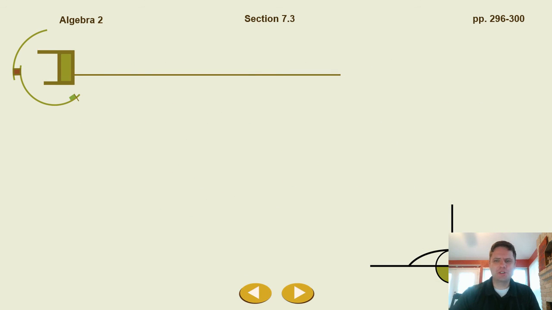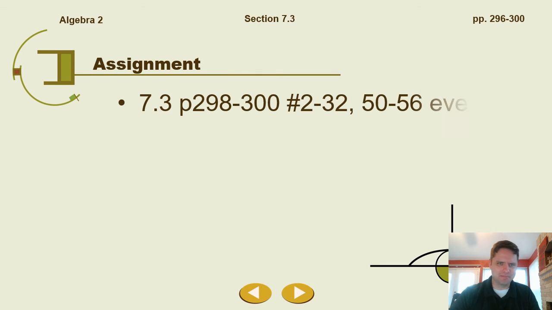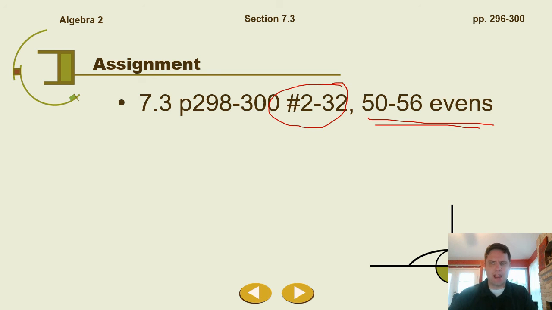Which brings us to your assignment. So your assignment is going to be 7.3, pages 298 to 300, numbers 2 through 32, and 50 through 56 evens. These last problems obviously are your cumulative review, but these guys are going to give you a lot of good practice of both adding and subtracting and simplifying these radicals and even exponents, making sure that you can work all of those problems. Let me know if you have any trouble.